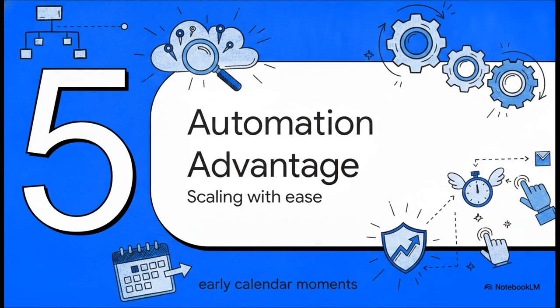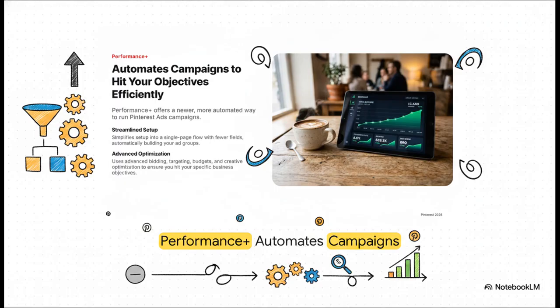Section 5. The automation advantage. Okay, so if you are a new advertiser managing all those intersecting audiences, keywords, and early calendar moments, it probably sounds a little complex, right? Well, don't worry. This is where the heavy lifting gets done for you. Pinterest offers Performance Plus, which is a highly automated way to run your campaigns to hit your business objectives super efficiently. It features this amazing streamlined setup. It simplifies everything into a single-page flow with way fewer fields, and it automatically builds your ad groups for you. Even better, it uses advanced optimization for your bidding, your targeting, your budgets, and even your creative. You just tell the system your business objective, and the automation engine goes to work finding the exact right people at the absolute right time.